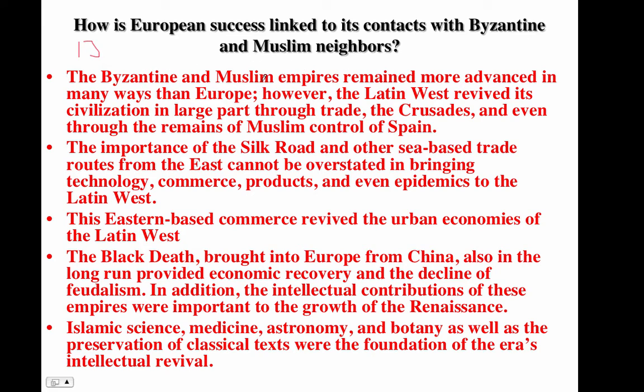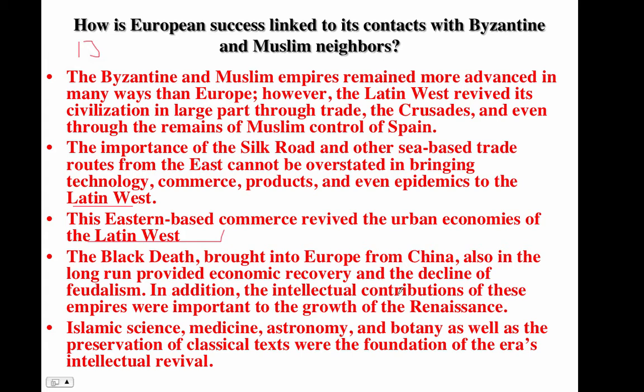Byzantine and Muslim Empires, more advanced. Silk Road and sea-based trade from the East cannot be overstated in bringing all of these ideas to what we recognize as Europe. And it basically revived the city-states. The Black Death killed a lot of people.